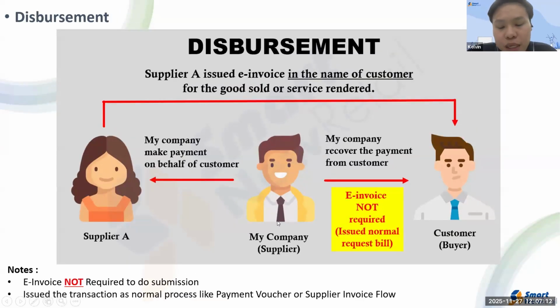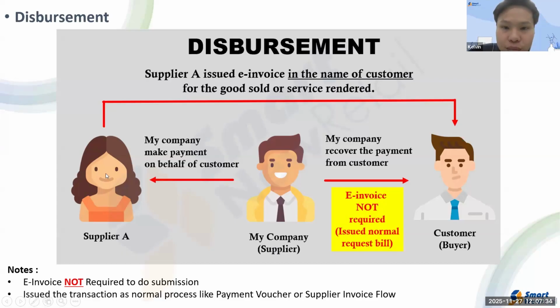As you can see, my company is an event planner and the customer is you. You find me to book a hotel. Okay. So my company makes the payment on behalf of the customer. I help the customer to pay money.